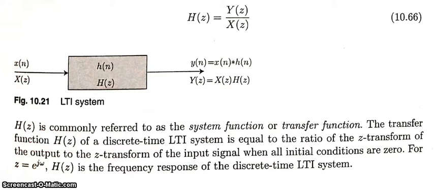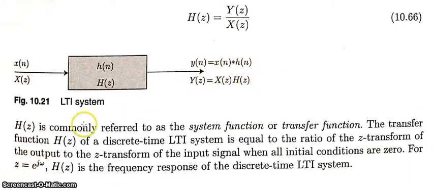And here we have a block representation of an LTI system. X of n is the input, its transform is X of Z. h of n is the impulse response, H of Z is the system function or transfer function, and the output y of n is x of n convolved with h of n.